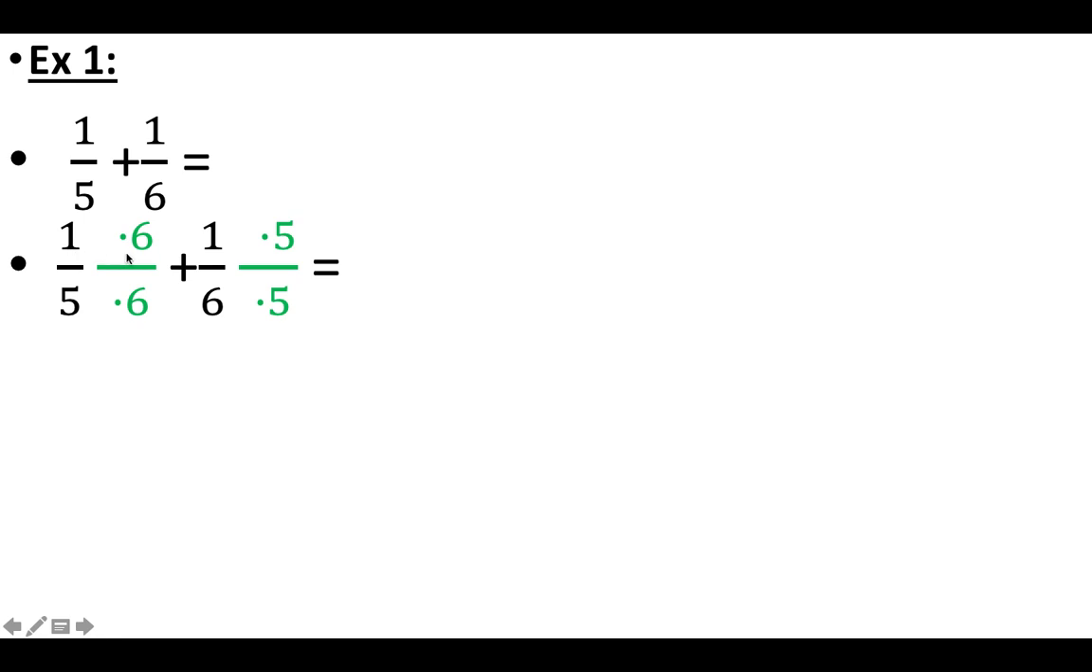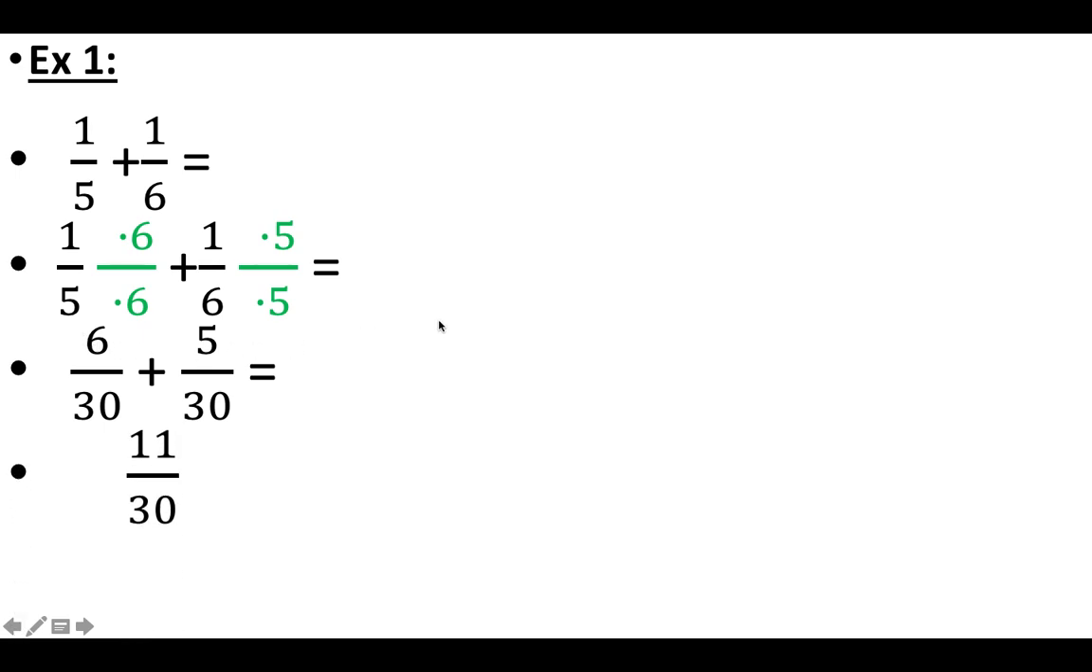Then 1 times 6 is 6, 5 times 6 is 30, 1 times 5 is 5, 6 times 5 is 30. As you can see, you get a 30 in the denominator, and on the top you get 6 and 5. Once our denominators are the same, you can add the numerators. 6 plus 5 is 11. And that's it: 11 over 30. You can't cancel anything out from 11 and 30, so you are done. This is the basic example, but these examples are going to move up in difficulty.